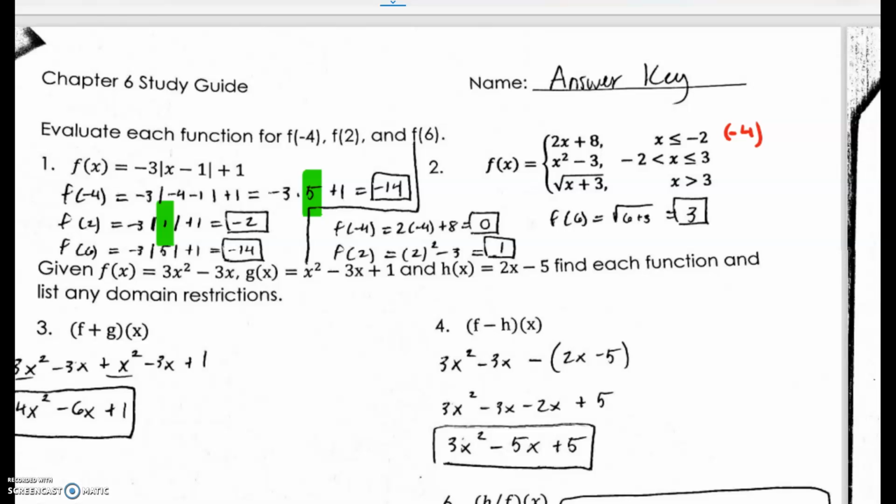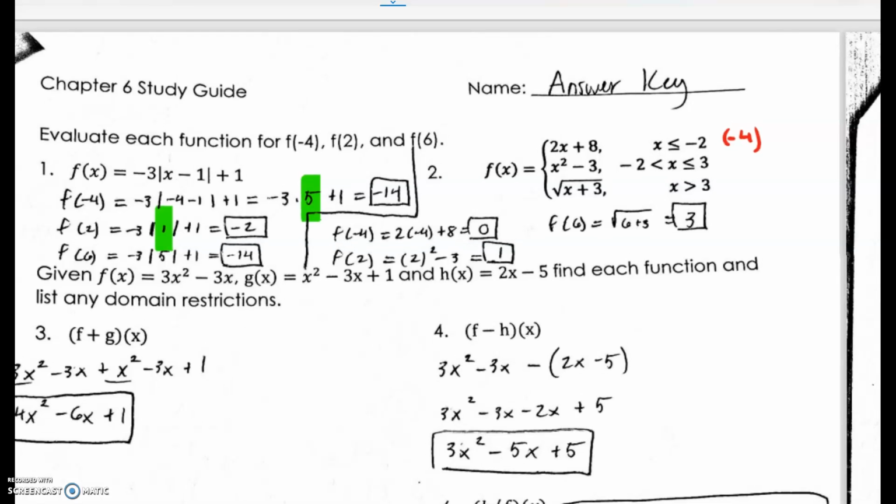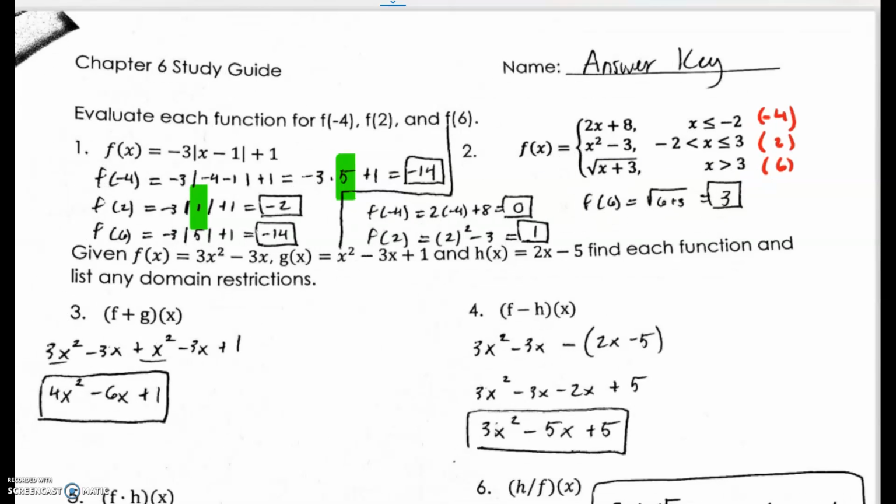Okay, when I plug in a 2, the 2 would fit into this domain restriction. 2 is between -2 and 3. 2 squared is 4. 4 minus 3 is 1. Alright, plug in the 6. 6 would go into this last section because 6 is greater than 3. 6 plus 3 is 9. Square root of 9 is 3. Okay, so there's your number 2.